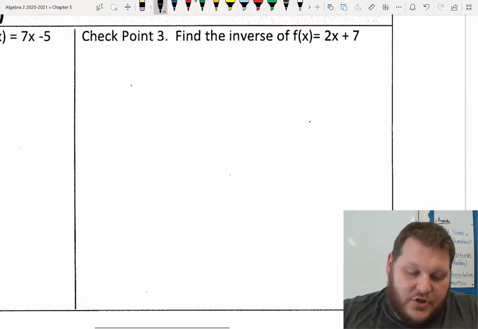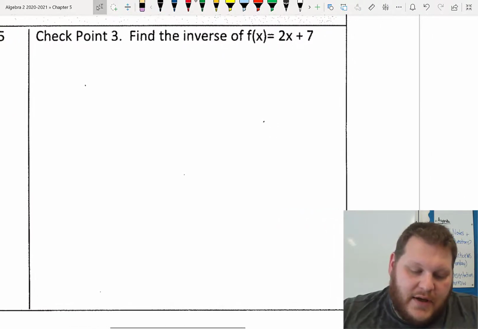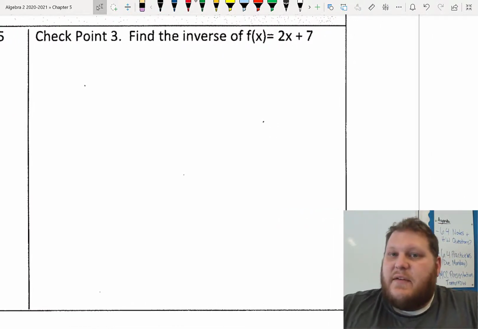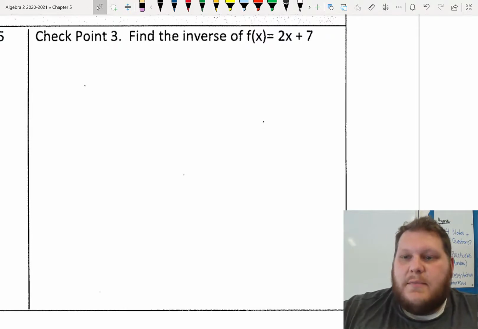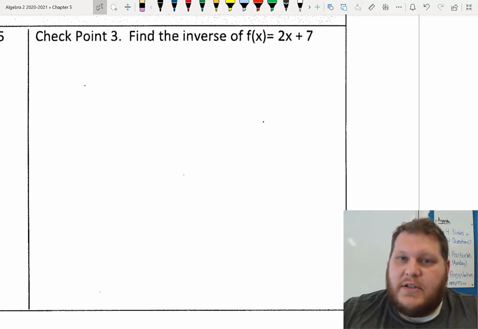So for our very last checkpoint number 3, go ahead and try this one on your own. I want you to find the inverse of f of x equals 2x plus 7. Pause the video, do that problem on your own real quick to test your ability, and then go ahead and hit play once you're ready to check your answer.